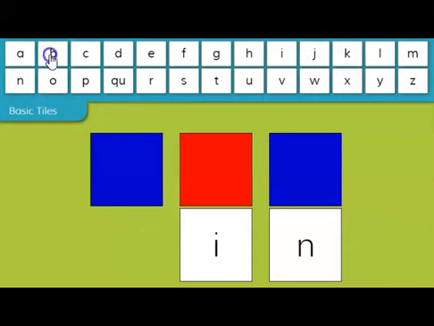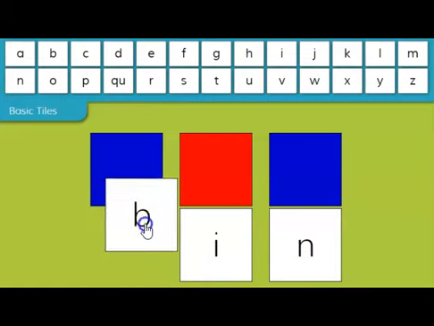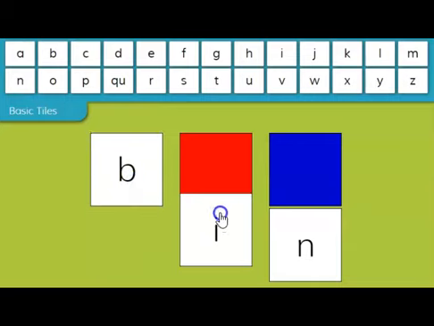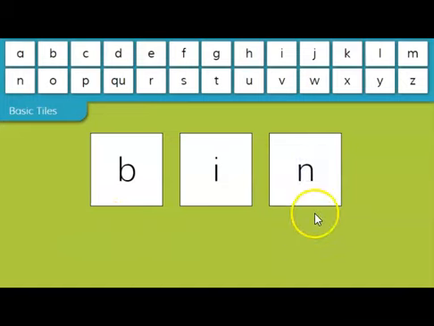Let's try that. Let's add the letter B, and then we can sound it out. We can touch the letter tiles, and then we can touch the letters. B, i, n. B, i, n. Bin. You can also move them up. B, i, n. Bin.